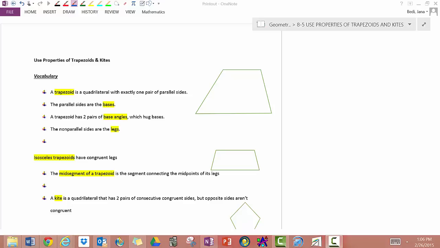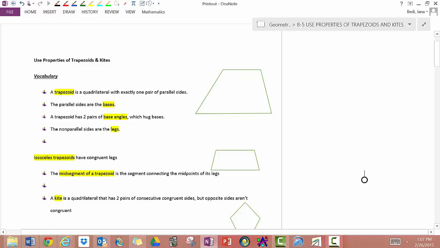We continue on our journey of quadrilaterals, and in this section we're going to look at quadrilaterals that are called trapezoids and kites. So let's look at the properties of a trapezoid and a kite.